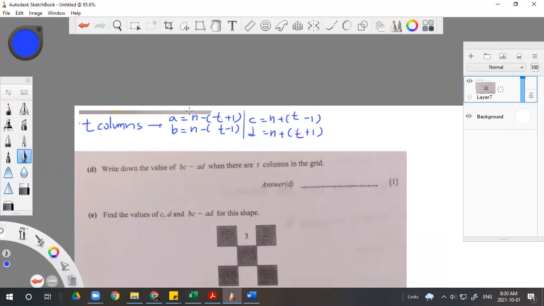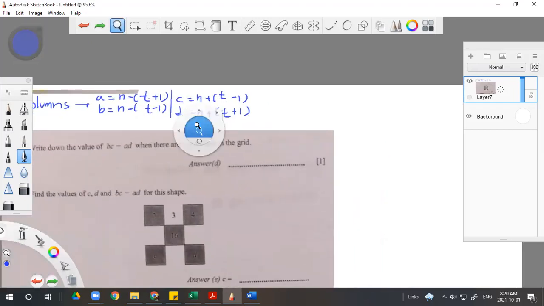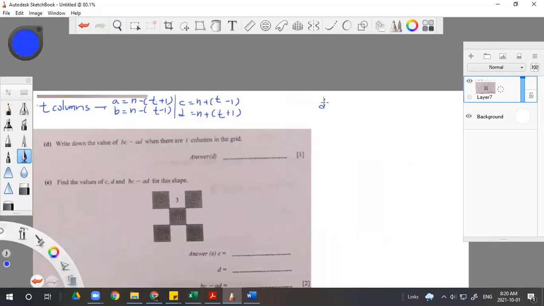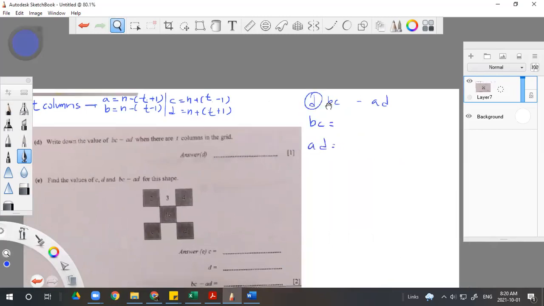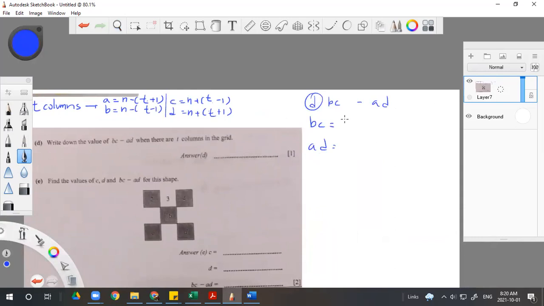Okay, so BC means, it doesn't fit, so on the right side, BC minus AD. B is N minus T minus 1 times C. Oh, it doesn't fit, so do it this way: what is BC first, what is AD. This is another way because the slot doesn't fit. BC is N subtract T minus 1 times C, N plus T minus 1. Okay, do it one by one. Slow but sure.